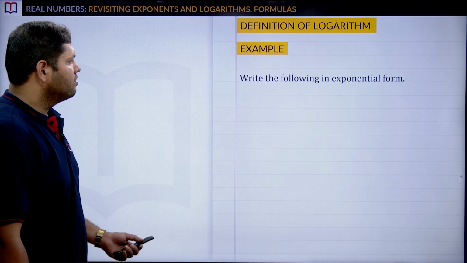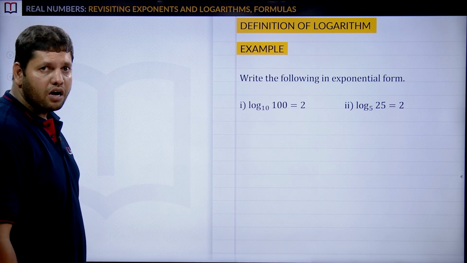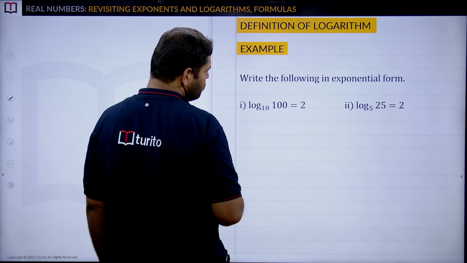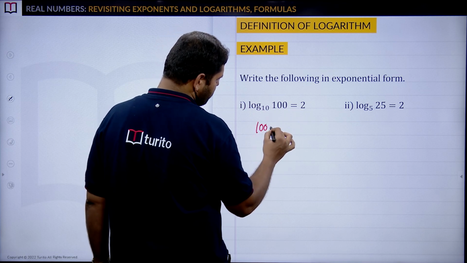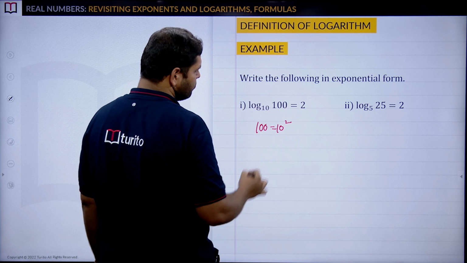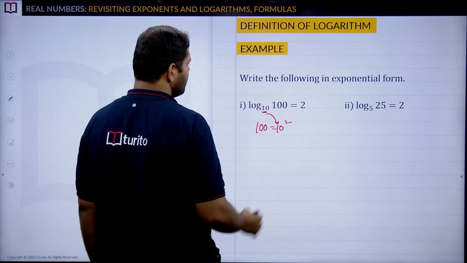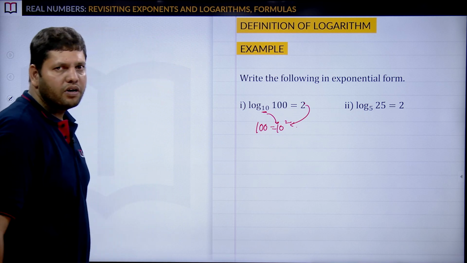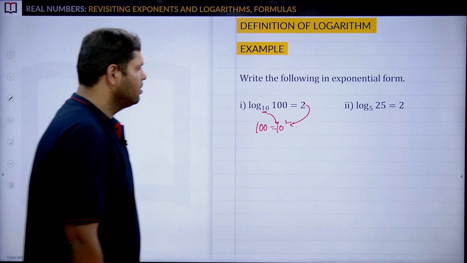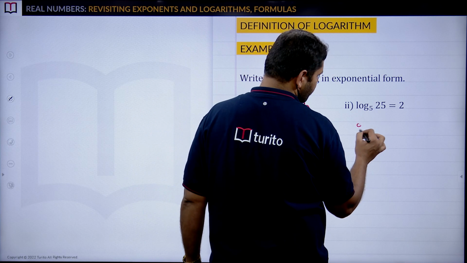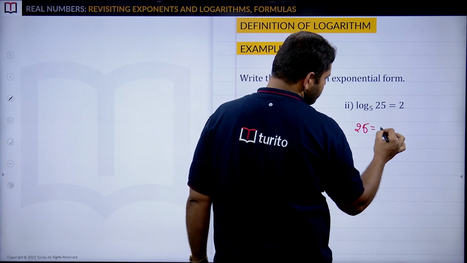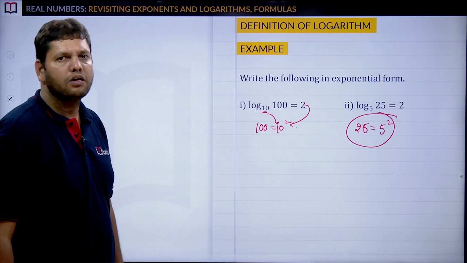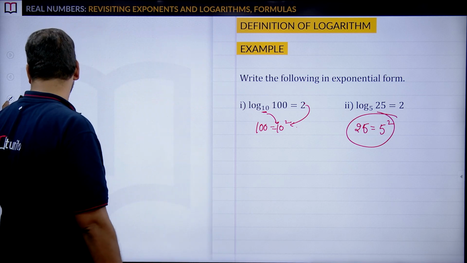Next one. Children, we need to write logarithm form to exponential form. So log of 100 with base 10 is equal to 2. We can write this as 100 is equal to 10 to the power of 2. The base is here and the exponent value should be written here. Children, can you tell me this value? We can write 25 is equal to 5 to the power of 2. Okay? It is logarithm form to exponential form.